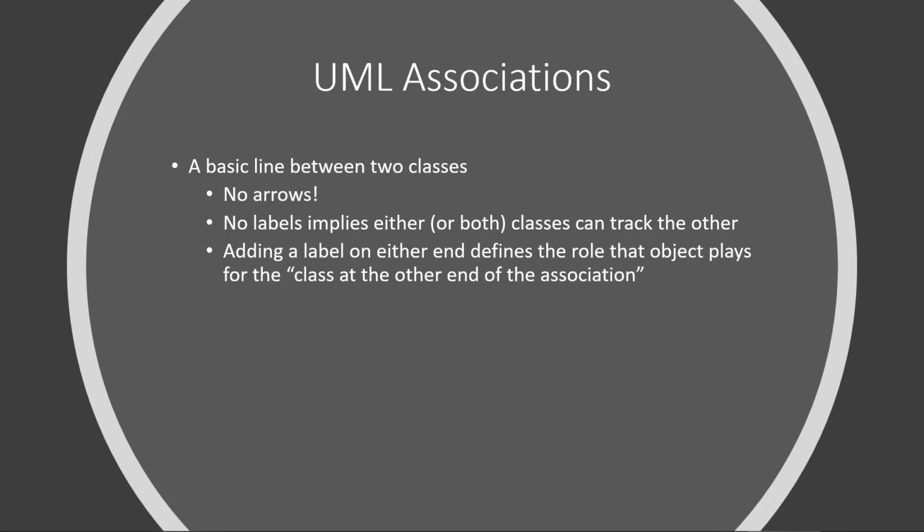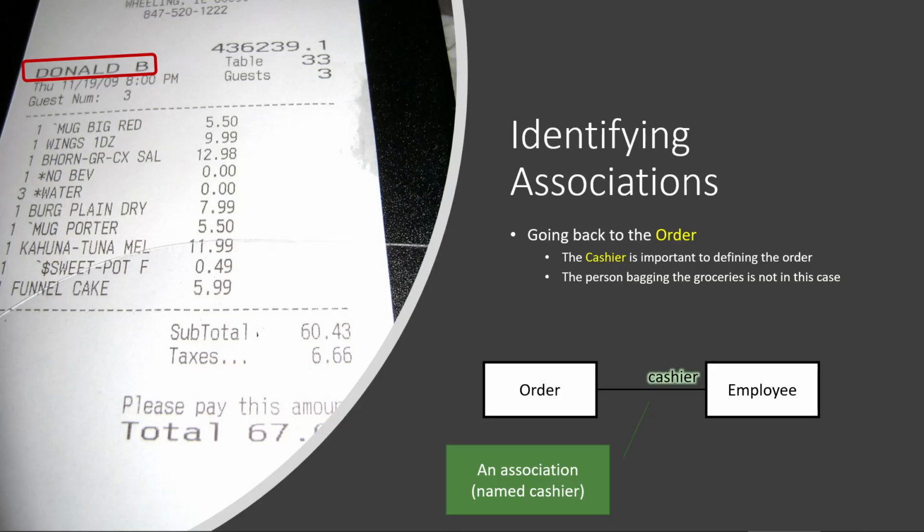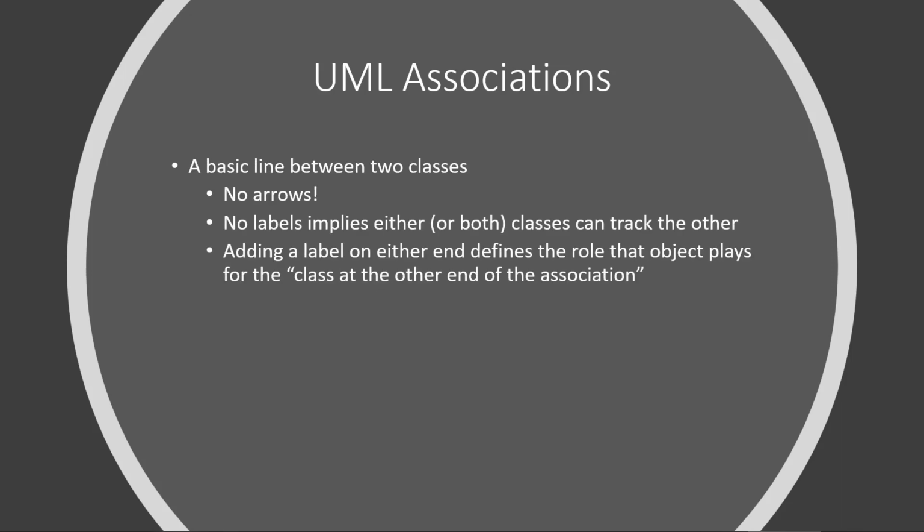So if you think of the previous diagram we were looking at, the employee is not thinking of themselves as a cashier. They're just an employee. They could be a manager or a fry cook or anything on different days. But the order is considering that employee to be the cashier, right?